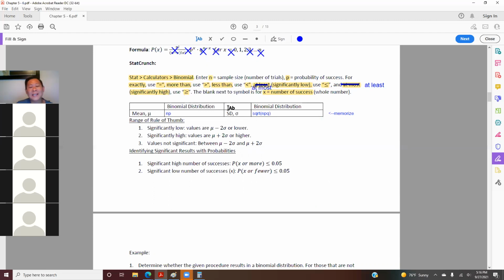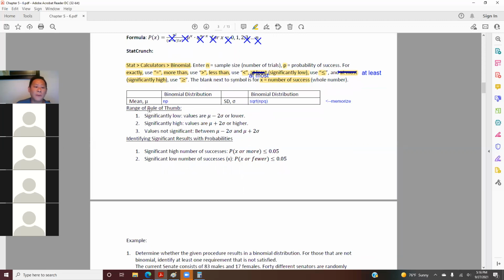Once we know the mean and the standard deviation, then, basic stuff, we can use the range rule of thumb to figure out low and high, which is the mean minus and the mean plus 2 standard deviations. And we can use the probability, the same thing we talked about at the beginning of the class. If you have high, you use more, you add up, and that percent has to be less than 5%. If you have low, fewer, it also has to be less than 5%. This is exactly the same thing we just talked about at the beginning of the class.